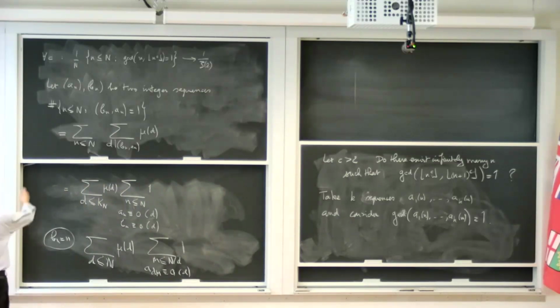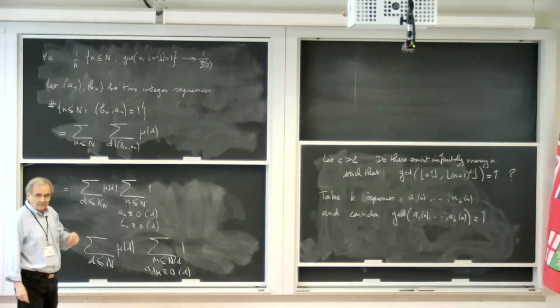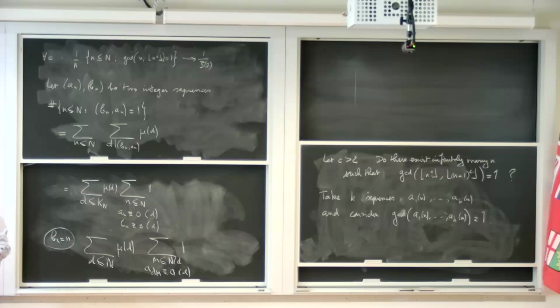There is some extension of this result about n to the c. You can take n to the c1, n to the c2, and so on. This has been studied by Bergelson and Richter about 10 years ago, showing that they are independent and you have a limit which is 1 over zeta of k. What I want to talk about, if I still have a few minutes, is pairwise coprimality.